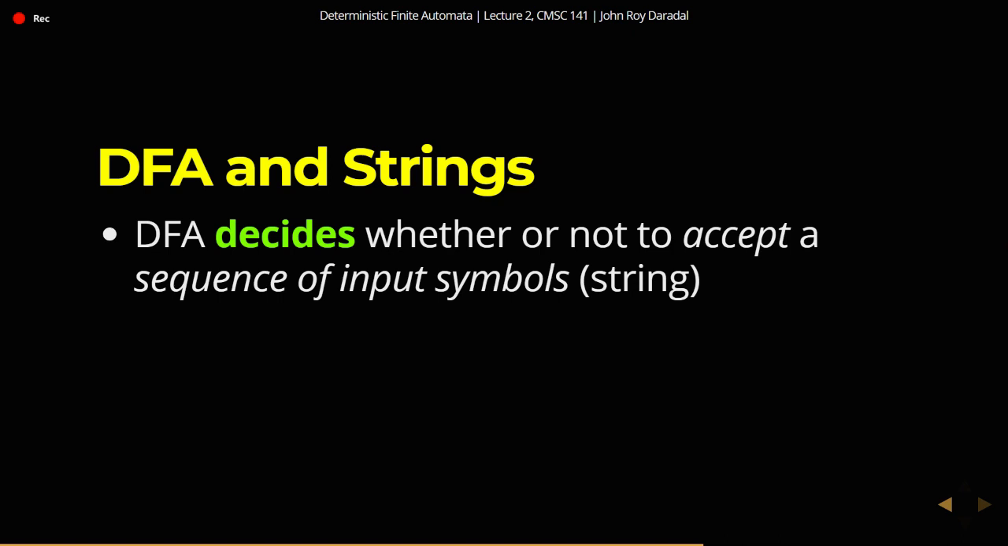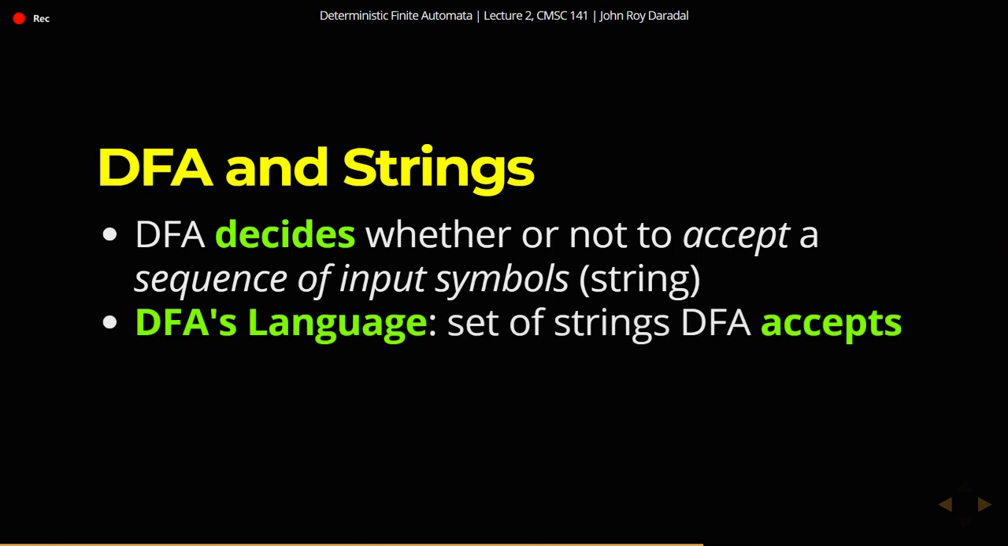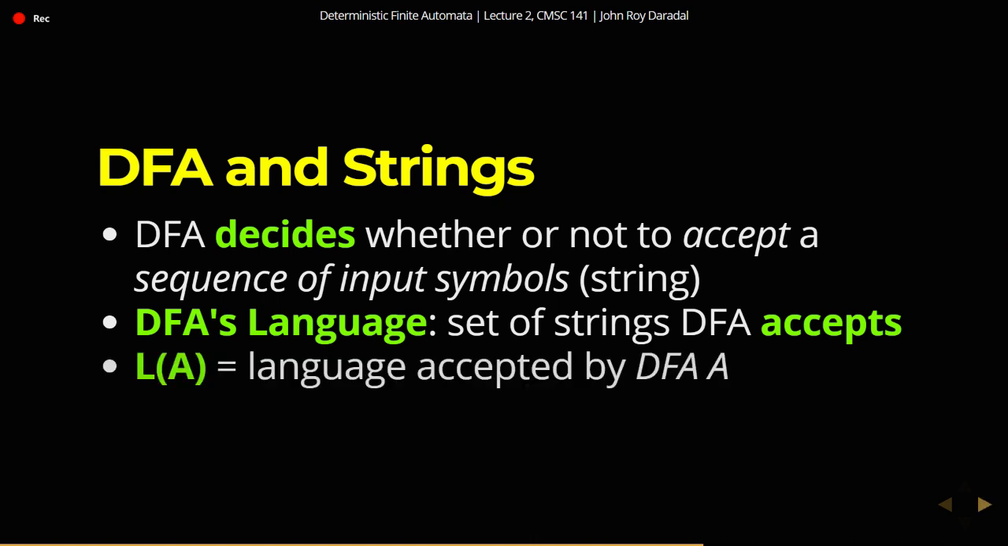Now, finally, we said that the DFA acts as a language acceptor, right? So the DFA decides whether or not to accept a sequence of input symbols or the string, right? So language deciders or language acceptors. So given a string, is it part of the language or not? So the language of the DFA is actually the set of strings that it accepts. And we usually denote that with L of A, the language of DFA named A.